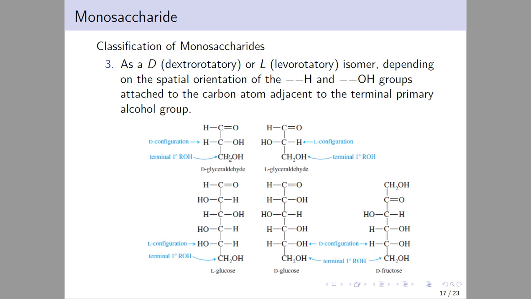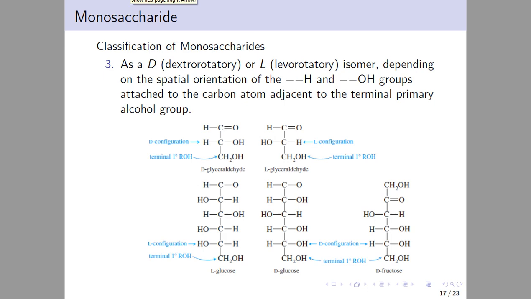And this one is L-glucose and D-glucose, D-fructose. For L-glucose, you can see that H is at the right side and OH at the left side. And again here, D-glucose: OH is at the right side and H is on the left side. So we have this for the monosaccharides. These are our monosaccharides.